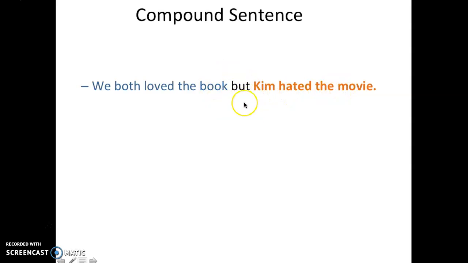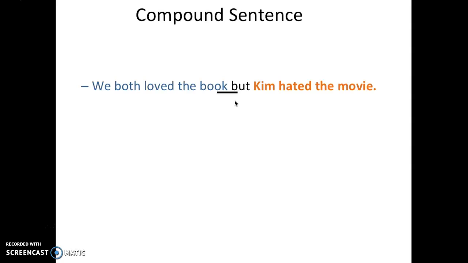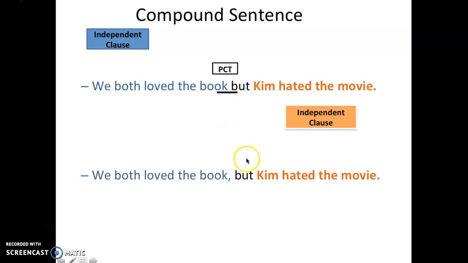Now the problem is if you do it like this, okay, or independent clause, if you do it like this in your written production, I'm going to underline this and I'm going to write PCT for punctuation. It's a punctuation mistake. Why? Okay, why is this a punctuation mistake? Because you need to put the comma there. Okay, we both loved the book, comma, but Kim hated the movie.